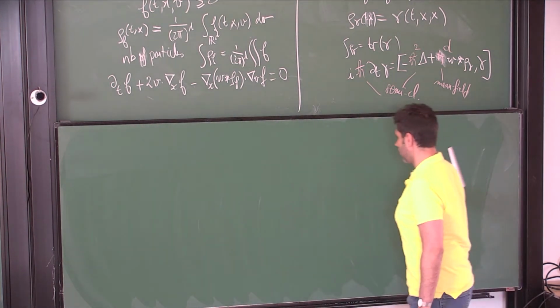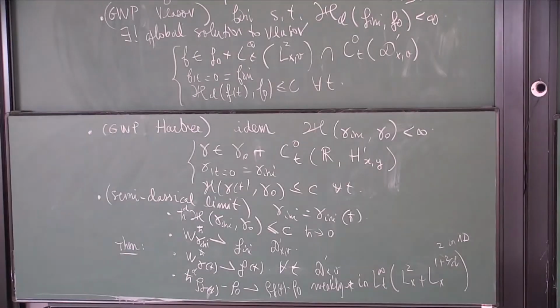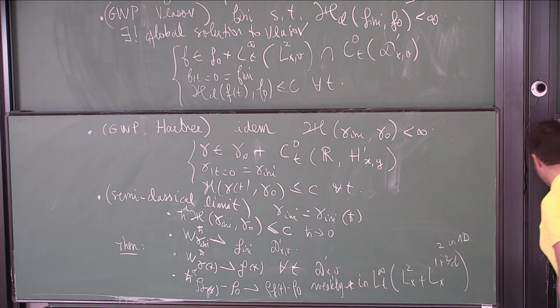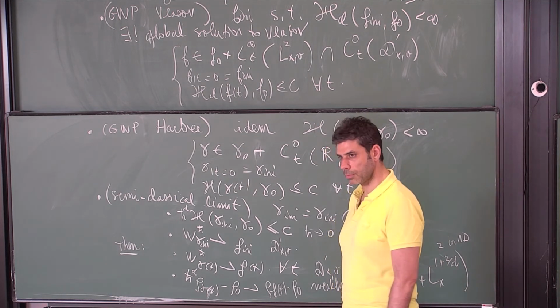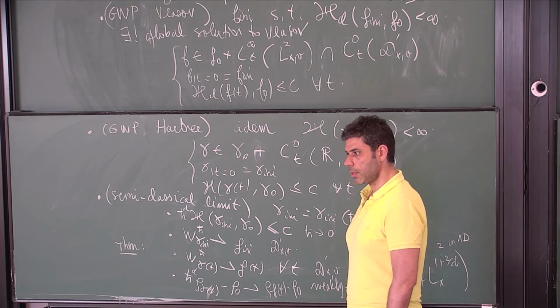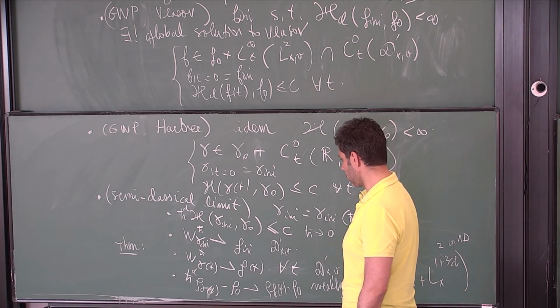So I have a question. Yes, go ahead. Okay, so when you look at the result for the Vlasov, when you do the Wigner transform, now it's at the level of classical functions. So your convergence is just weak, but you don't have some type of more relative entropy type convergence results, right?